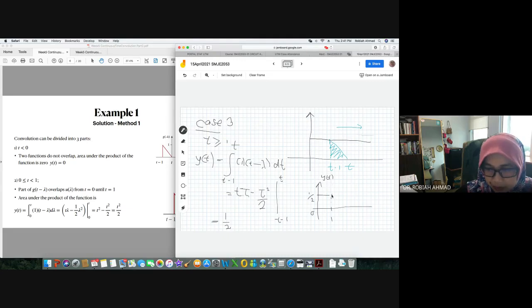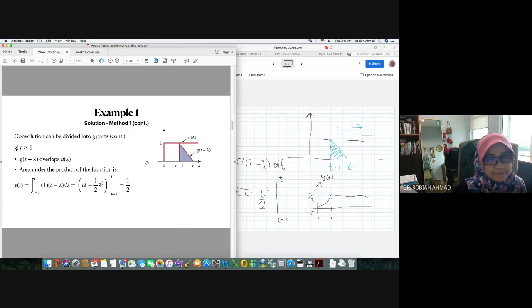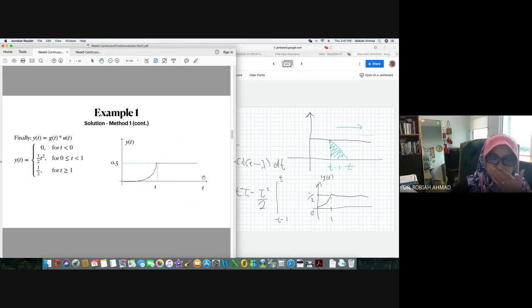So it looks roughly like this. And then afterwards, more than 1, there will always be half. So our signal looks roughly like this. Okay. So this is method 1.